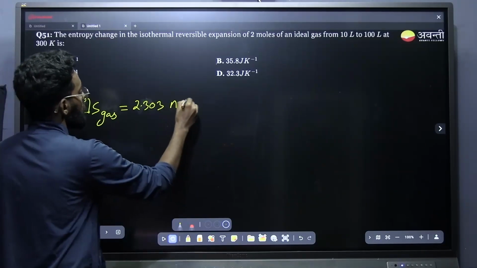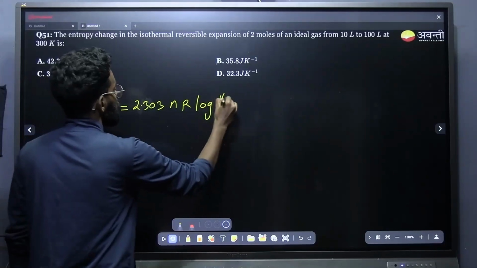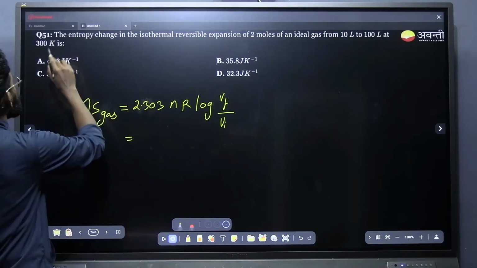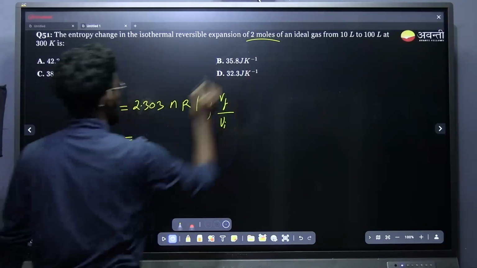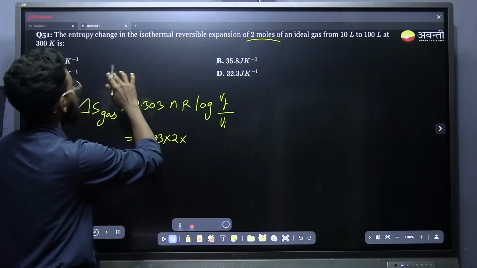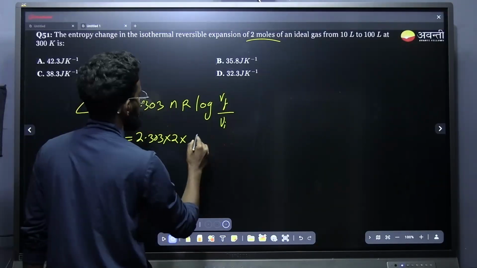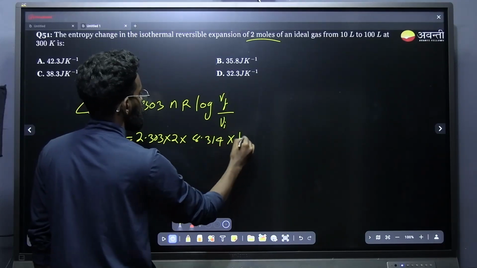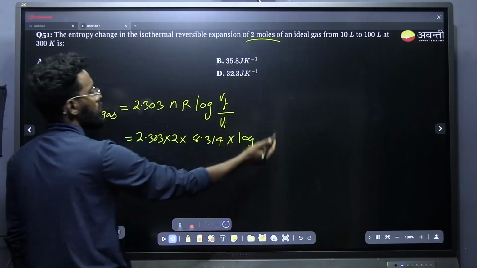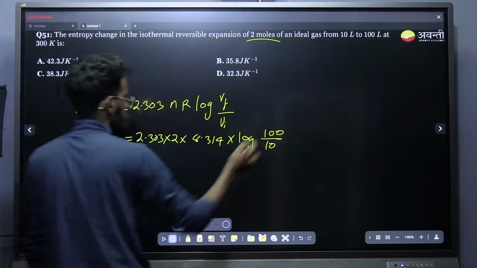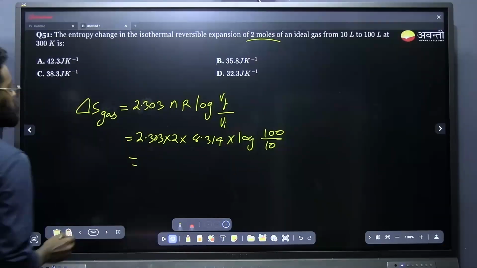2.303 nR log final volume by initial volume. Everything is given in the question. Number of moles, 2 mole is given. So 2.303 into 2, value of R, of course it is in Kelvin, it is 8.314, into log final volume. What is the final volume? 100 divided by 10, it is coming log 10. So on solving this, you will be getting the answer.